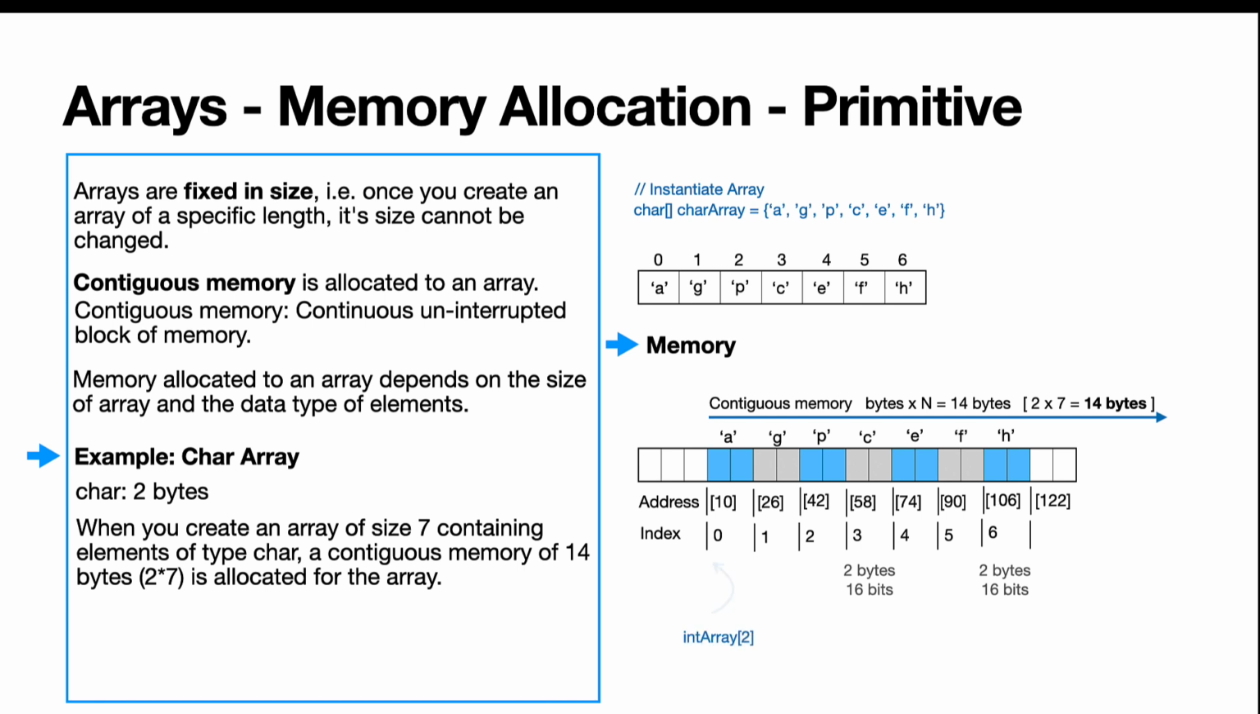Let's say you want to retrieve the third element, that is element at index 2. You first go to the address of the array reference, that is 10. Now, since you have to fetch the third element, that is element at index 2, you go to the address that is 16 times 2, that is 32 bits from 10, which is address 42, and retrieve the value from that memory address, which is character value P.